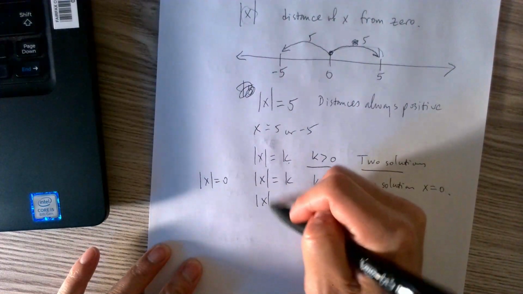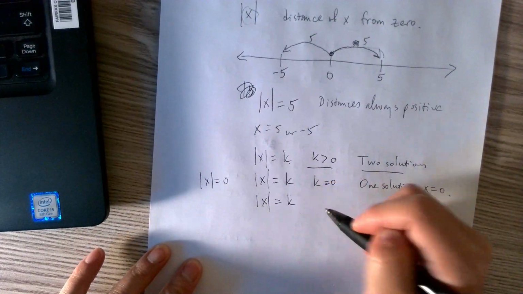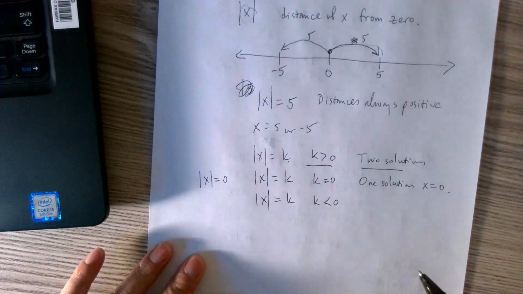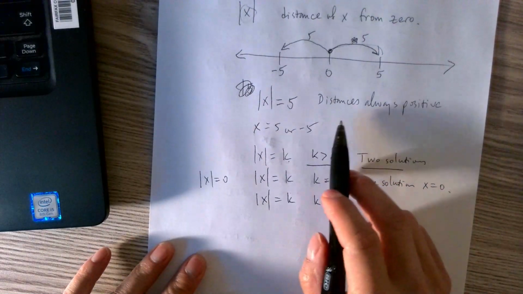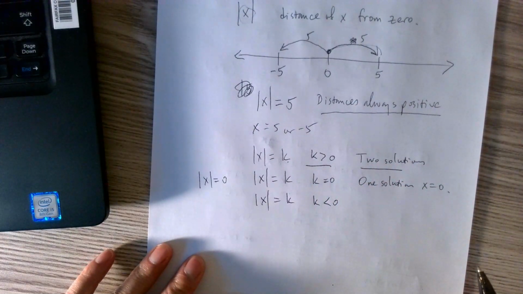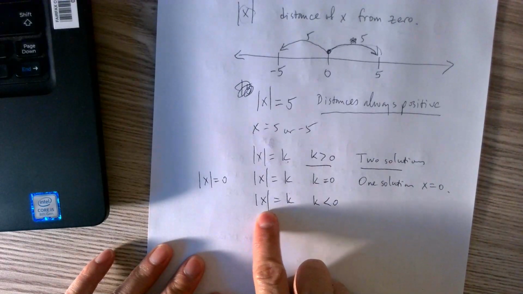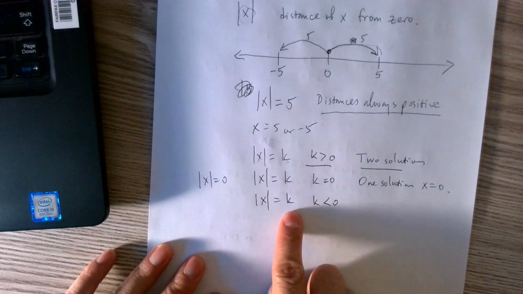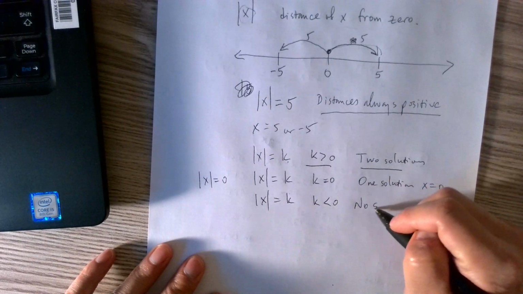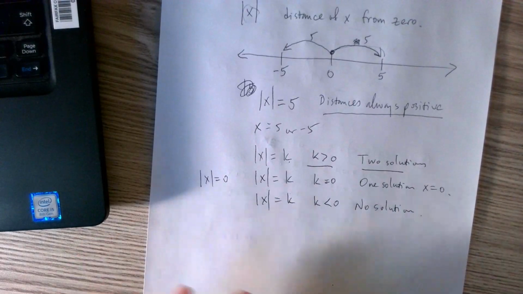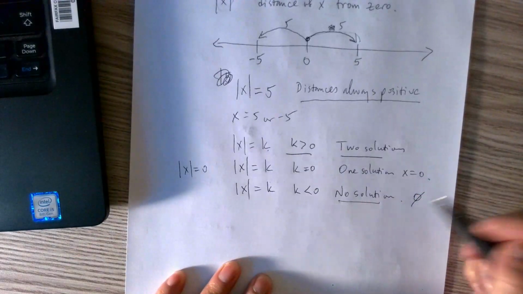Now the other possibility is absolute value equals k, and k is less than 0. In other words, negative. Well, I said up here that distances are always positive. Distances are never negative. So it would make no sense for me to say that absolute value of x equals a negative number. So in that case, there's no solution. And you can write no solution, or you can just write empty set.